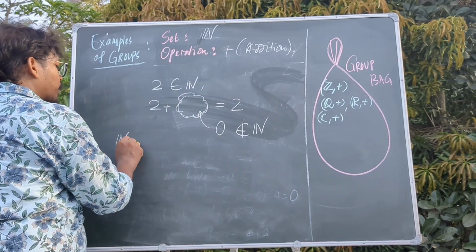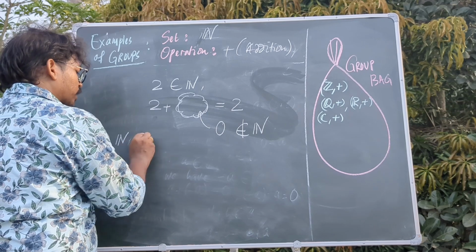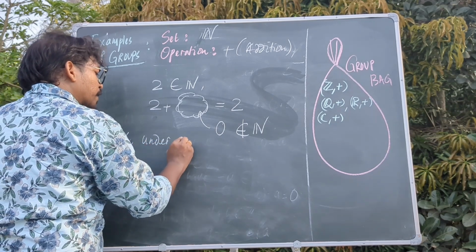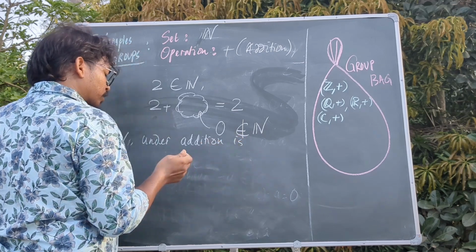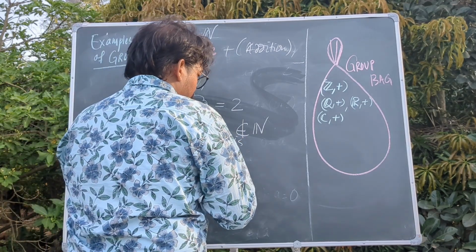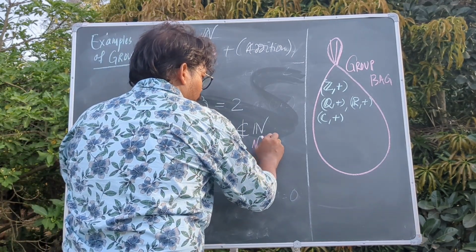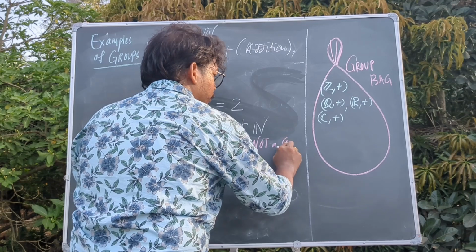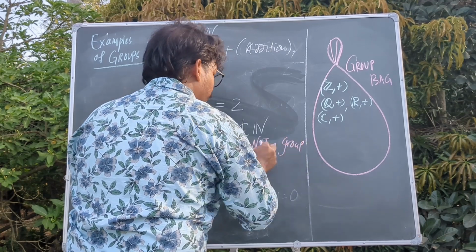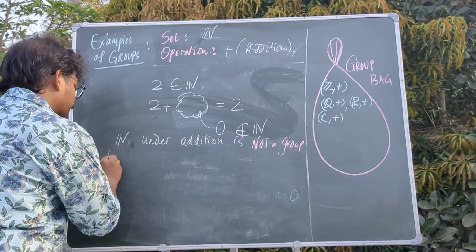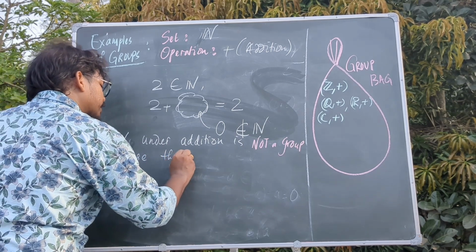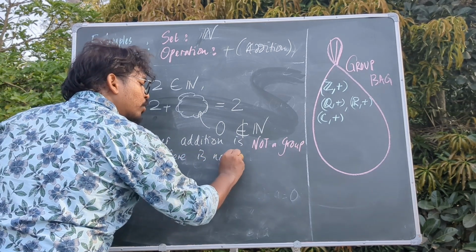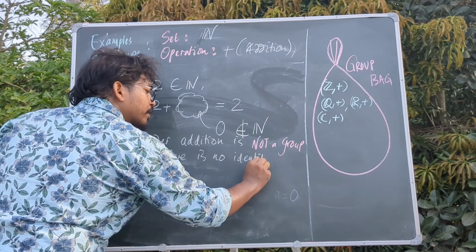The set of natural numbers under addition is not a group, because there is no identity element.